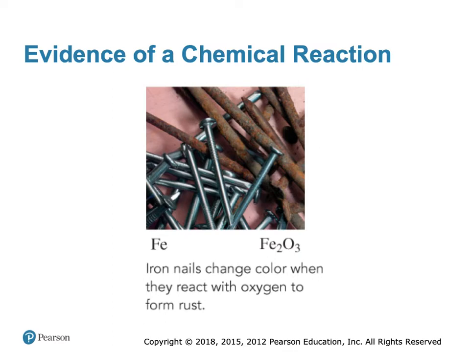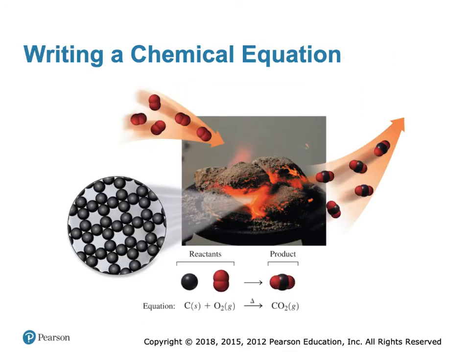So here in this picture, we can see evidence of a chemical reaction. The iron has reacted with oxygen to form iron oxide, and you can see this by the color change that has occurred, or the rust that has formed on the exterior of the nails. We can describe chemical reactions using a chemical equation, where we use the chemical formulas for the reactants and products and an arrow to indicate the direction in which the reaction proceeds.